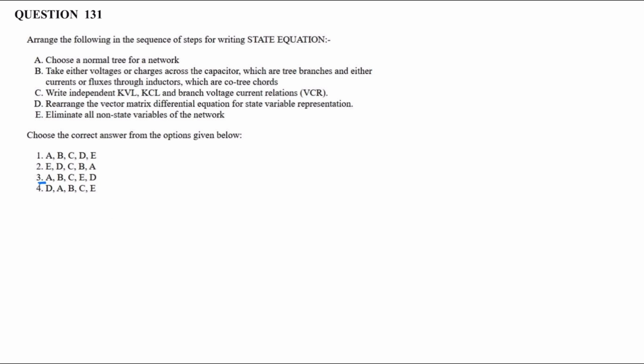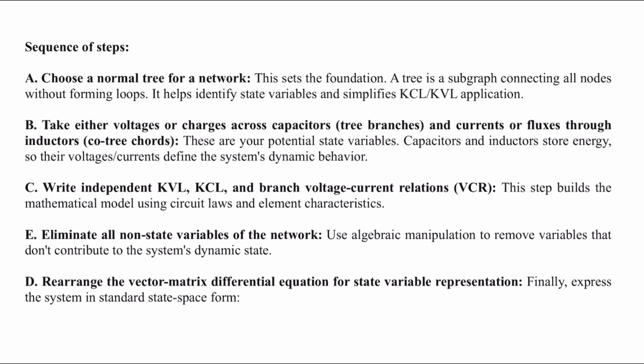Next question. Arrange the following in sequence of steps for writing the state equation. The sequence of steps for writing the state equation is: step 1, choose a normal tree for the network. Step 2, take either voltages or charges across capacitors and currents or fluxes through inductors. Step 3, write KVL, KCL and branch voltage current relations. Step E, eliminate all non-state variables of the network. Step D, rearrange the vector matrix differential equation for state variable representations.